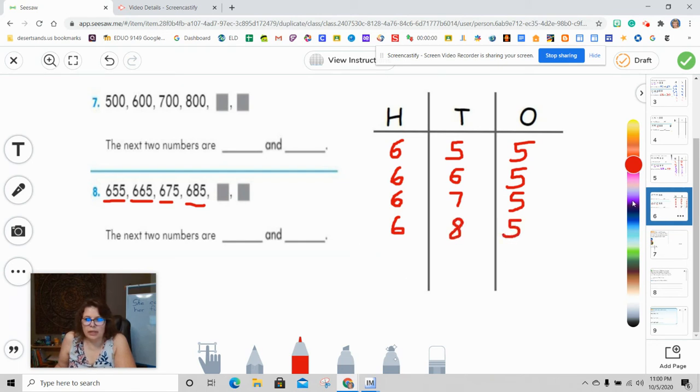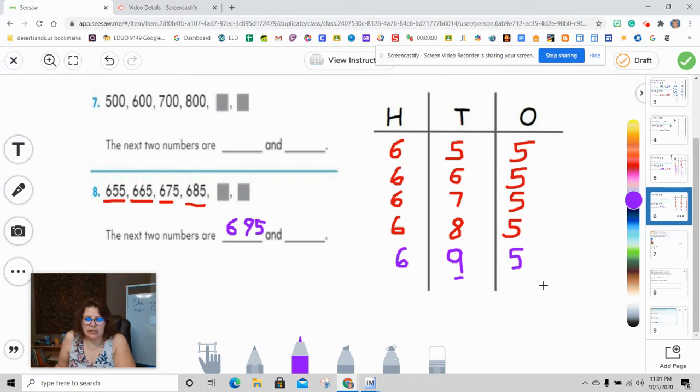Now the next one would be to add. See the pattern, the 100 stays the same. We have 5, 6, 7, and then 8. So I already know this one is going to be a 9. And then the 5s in the ones place stay the same. Now remember, this is 9. I cannot have a 10 here. So I'm going to draw this picture. So this one right here is 695.